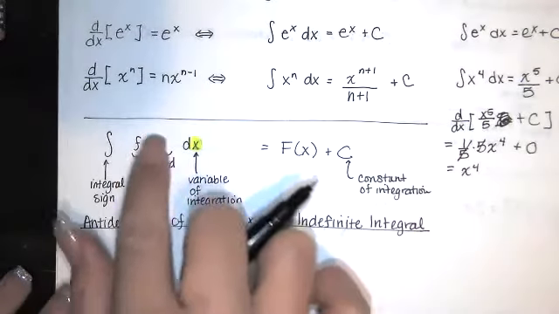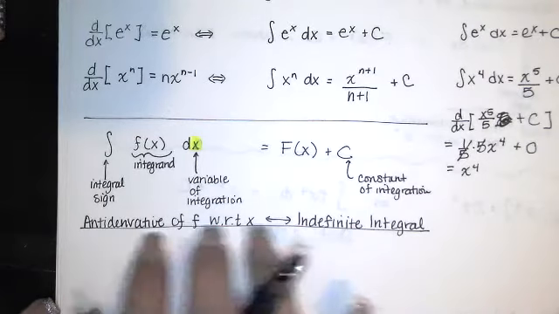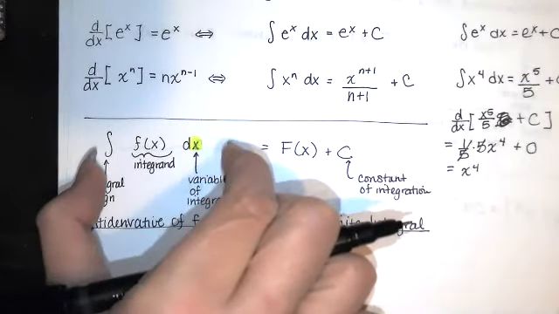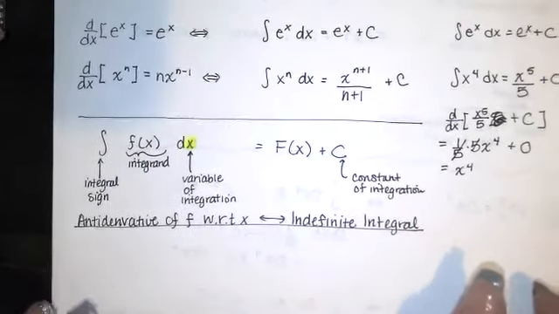Now again, this is called the integrand. And this whole piece right here is called an indefinite integral. We'll talk about what definite integrals are a little bit later.